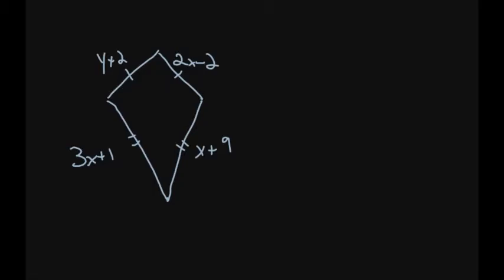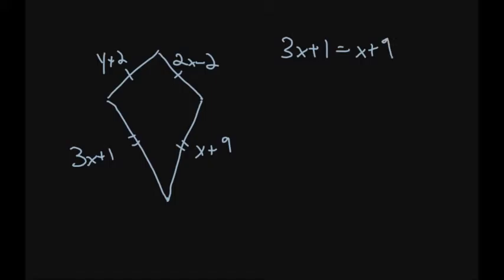Alright, so now I have another kite, and I'm given the sides here. And one of the definitions of a kite is that the top two sides are congruent and the bottom two sides are congruent. So what I have there is 3x plus 1 and x plus 9 for the bottom, and those are congruent, so they have to equal each other. So I can set them equal to each other. 3x plus 1 equals x plus 9, and then solve for x.